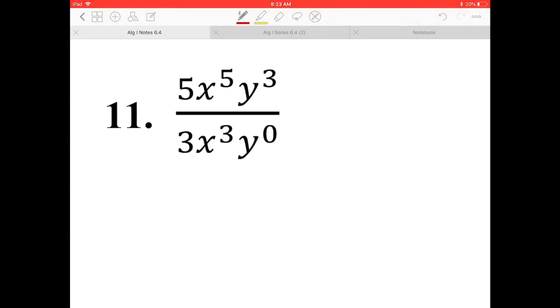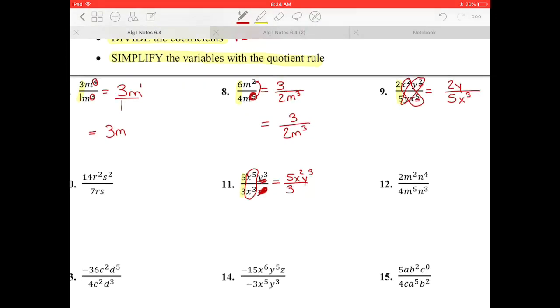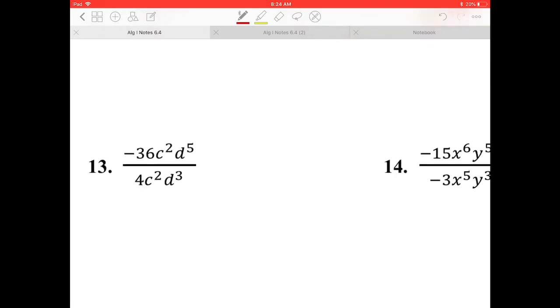11, we have a 0 exponent, so if you remember what I said about those yesterday. 5/3 will not reduce. And then you just have X. 5 minus 3 is 2, X squared in the top. And then there's also a Y cubed that we need to leave up there as well. Okay. I think you're pretty much getting the gist.